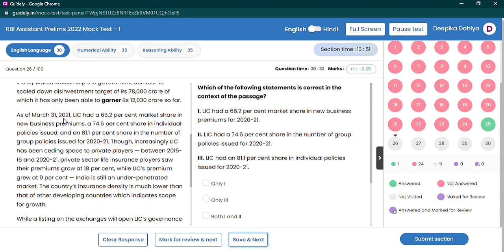As per March 31, 2021, LIC had a 66.2% market share in new business premium and a 74.6% share in individual. So here in the second option it is written that LIC has a 74.6% share in group. So it is wrong because individual is here. Then LIC had an 81.1% share in individual policy, and an 81.1% share in the number of group policy. So it is written in reverse. So both these are wrong. LIC had a 66.2% share in the new business premium for 2020-21. So it is right. So only the first is right.